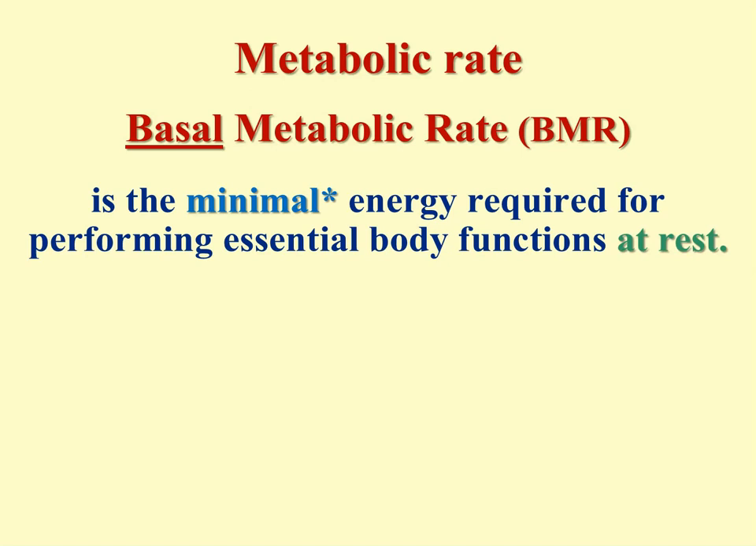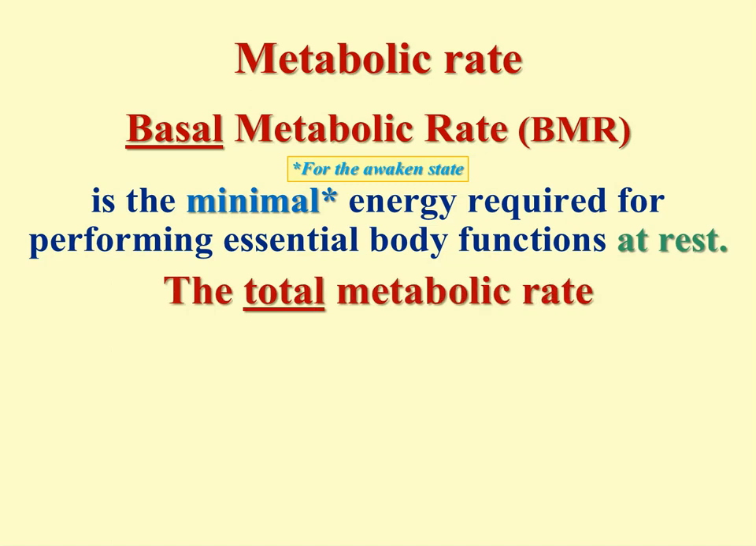Because really we can sometimes have less energy expenditure than this minimal, which is basal metabolic rate. But this can happen only in the sleeping state. It can be less than basal metabolic rate. And we measure basal metabolic rate in the awakened state. For the awakened state, this is really the minimal energy required for maintaining the body functions, without any asterisk. The total metabolic rate, of course, is higher than basal metabolic rate.